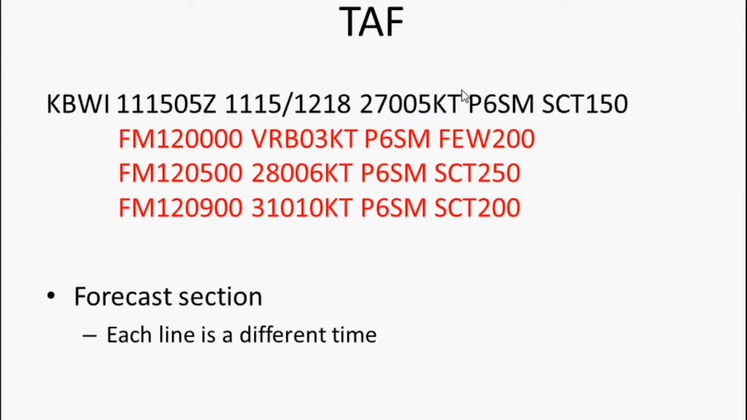So now we move on to the forecast section. This is the blocks beneath the top line, and each line indicates a different time, what the weather is going to be like at a certain time. So let's see how to read it.